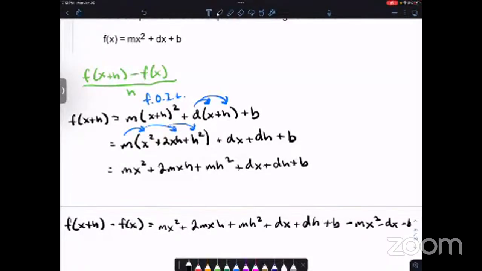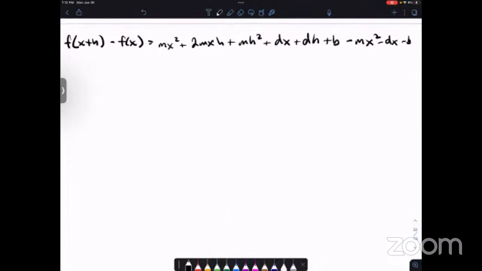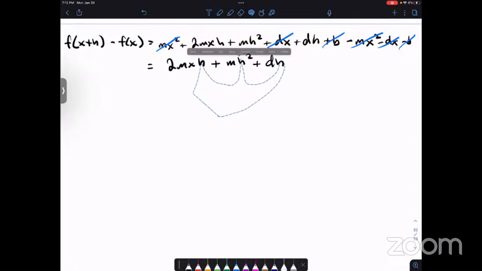All right, so let's see. Hopefully, I'm watching the clock. We got a solid 2 minutes. We can get some things to cancel, right? The negative b is canceled by this positive b. Negative dx cancels the positive dx. Negative mx squared cancels the positive mx squared. And what we're left with is 2mxh plus mh squared plus dh, right? Notice each of these terms has an h. That's a good omen, right?